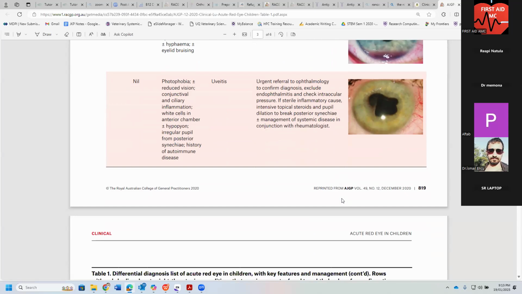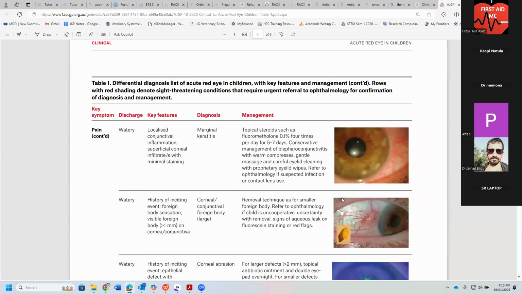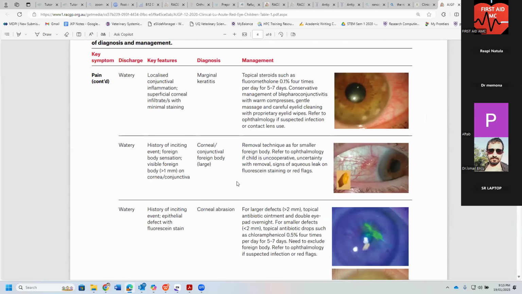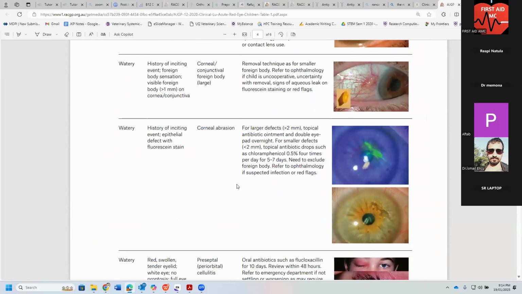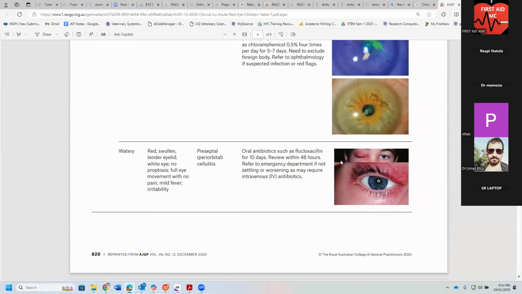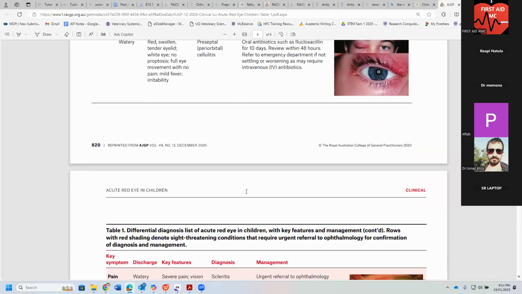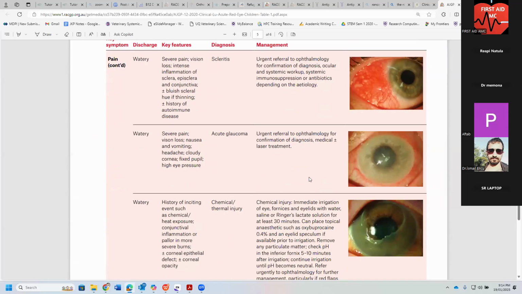Yes, you guys should learn all of it. Yes, sorry, you need to learn about this. Okay. So corneal problems, anterior chamber problems, scleral problems, eyelid problems, eyelash problems. You need to know about each and every one of them. Acute glaucoma: severe pain, vision loss, nausea, vomiting, headache, cloudy cornea, fixed pupil, high eye pressure.